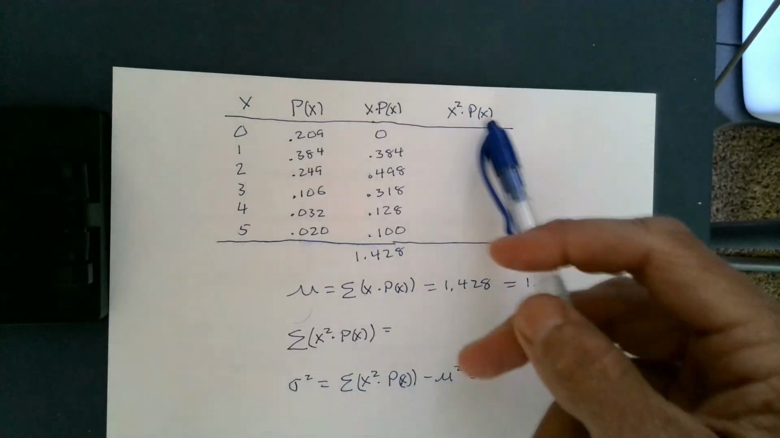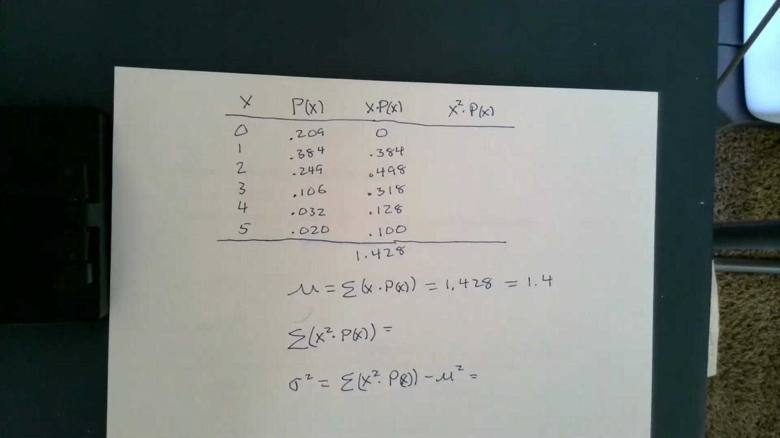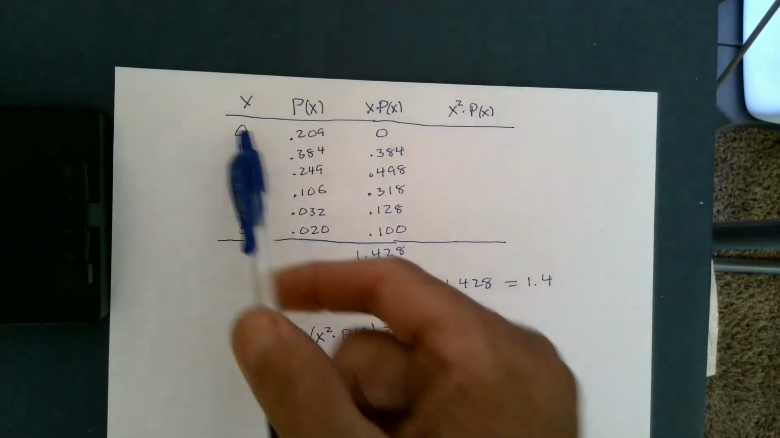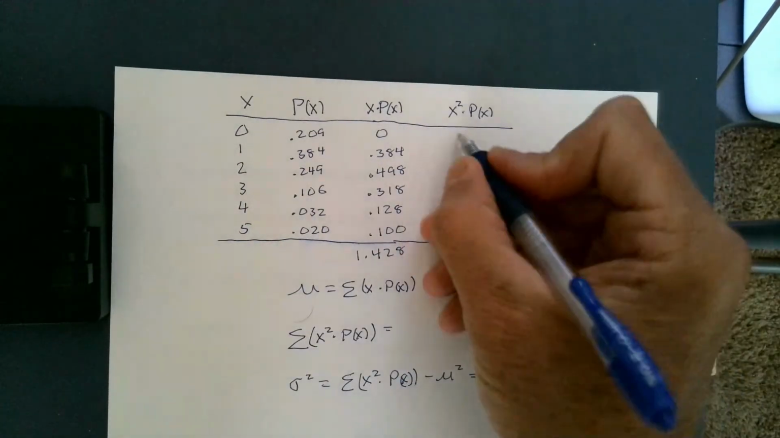So in order to calculate the sum of x squared times p of x, we will add a fourth column to our table. So in order to calculate the fourth column, we need to square each x value and then multiply by p of x. So we will do that.